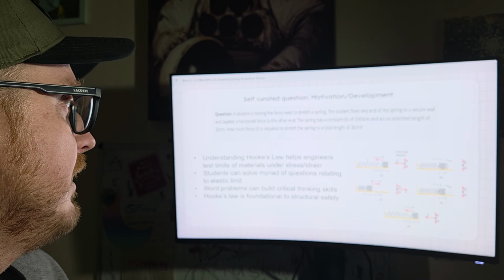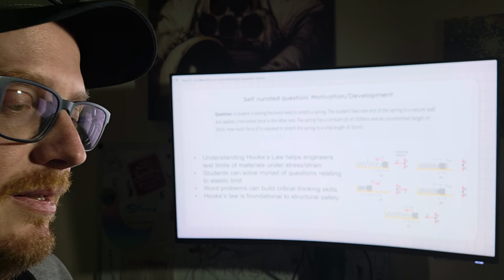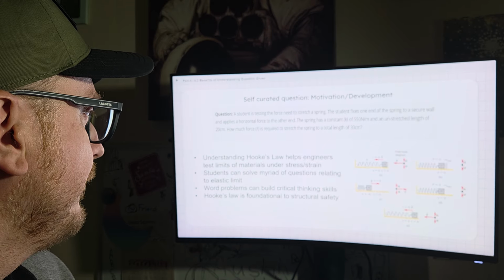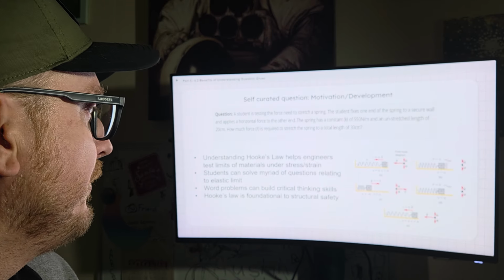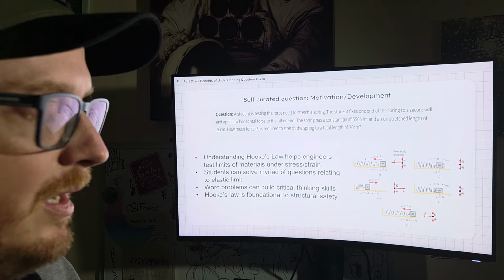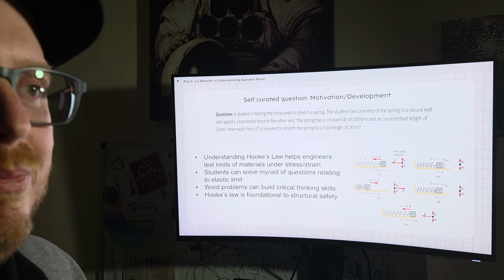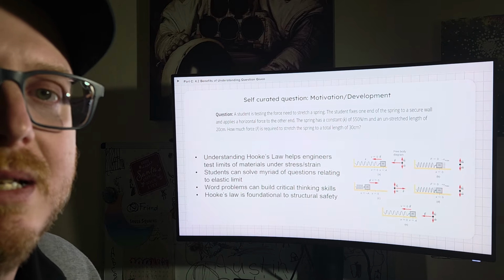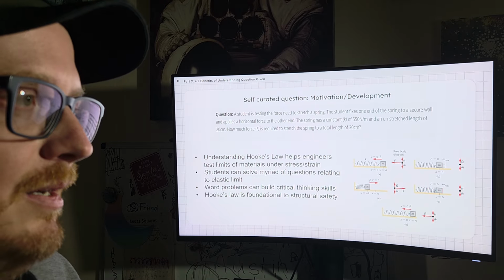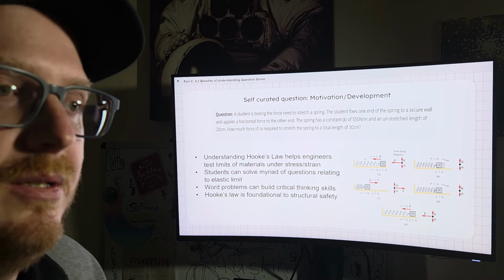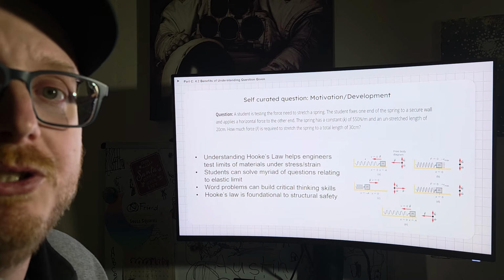The question itself helps the student develop critical thinking skills. It helps the students to solve other questions relating to elastic limits of stress and strain. And then Hooke's law is foundational in civil engineering.